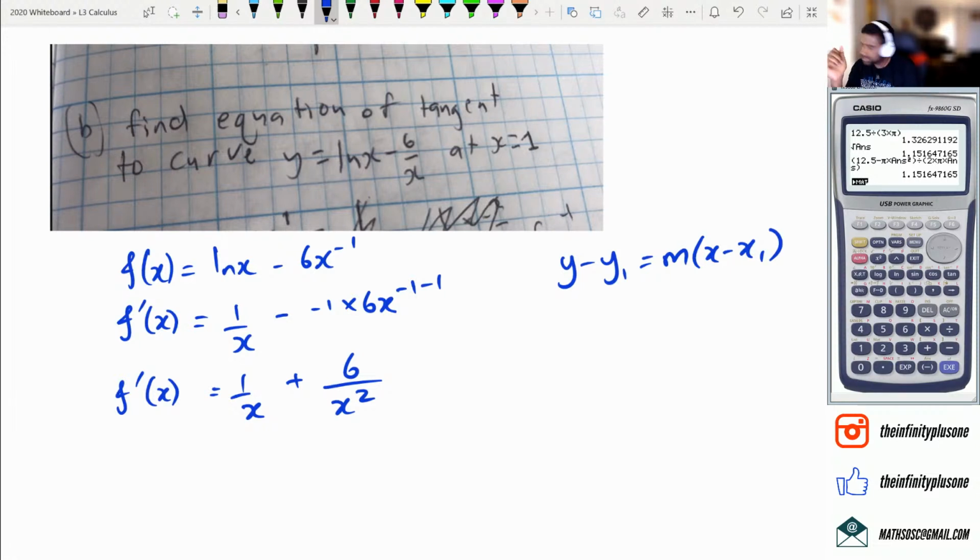Why do we multiply 6x by -1? So that's the -1 there, buddy. Because remember that when x is in the denominator, when you bring it to the numerator, it becomes x to the power of -1, and then I'm multiplying by the power in front and reducing the power by 1 as well.